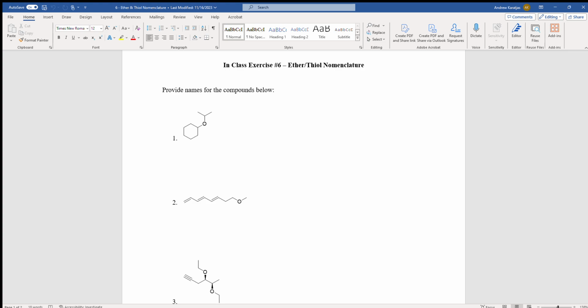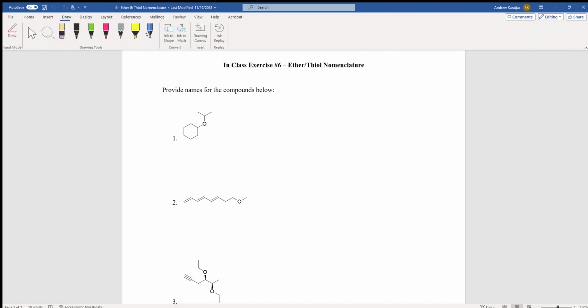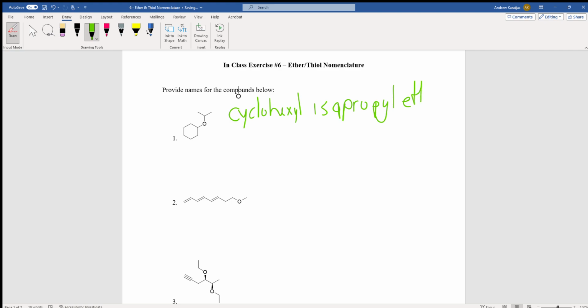Here we have some practice for nomenclature of ethers and thiols. Our first one is an example of a very simple ether where we have two easily named R groups. And in those cases, and only in those cases, we can just name the two R groups and we can put them in alphabetical order. So cyclohexyl, isopropyl, ether.